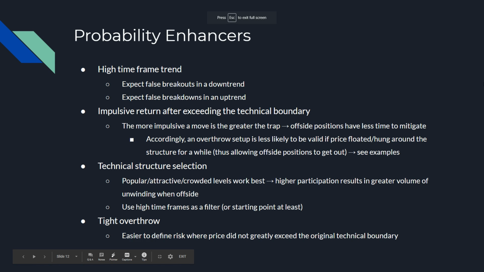Now, technical structure selection itself, you'll know from the, again, pseudo order flow, whatever you want to call it, section, that we're looking for crowding and then for basically urgency and decisions having to be made about those positions very quickly, right? Without the luxury of being able to cut it at break even and reassess. So popular, attractive, and crowded levels work best for this kind of stuff.